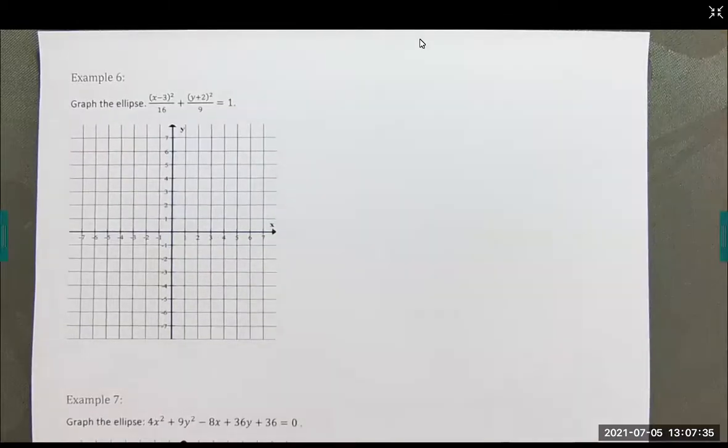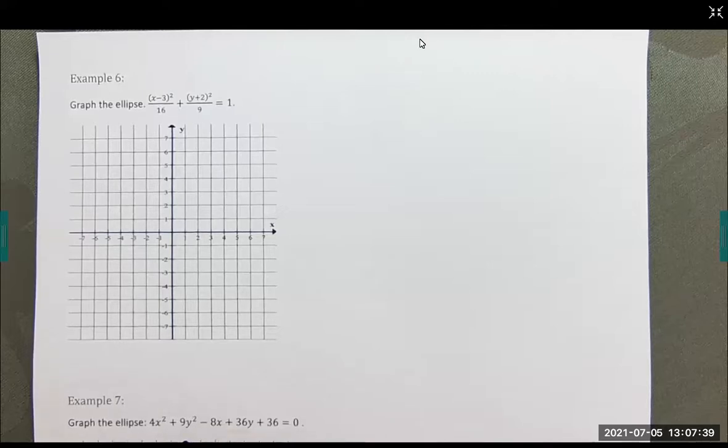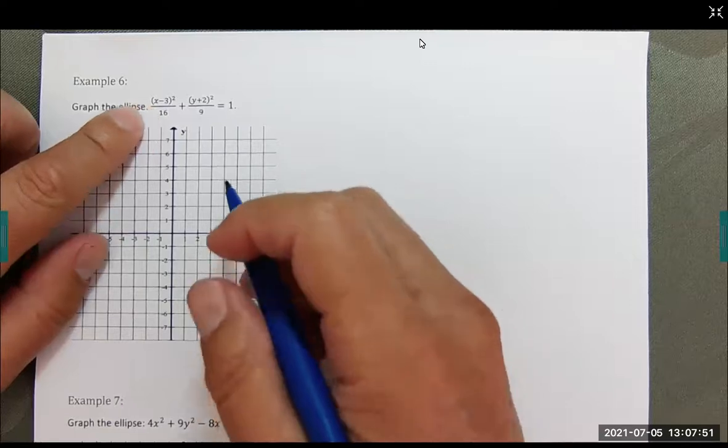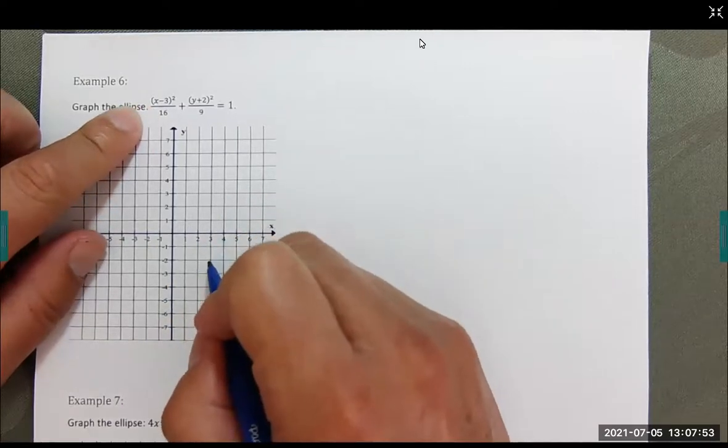All right, graph the ellipse. So this is just straight up graph the ellipse. This one down here is going to be a little bit more involved because we're going to have to complete the square and so on and so forth. This one's already done for us. Our center is going to be at 3, -2. So 3, -2 is our center.